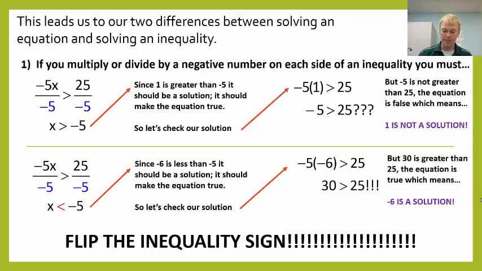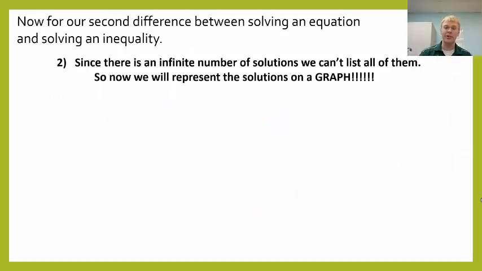Okay, so the second difference here is that there are an infinite number of solutions to every inequality, and it's impossible for us to list all of them. So how can I represent all of the solutions if I can't actually write them down? Well, we're going to represent the solutions on a graph.